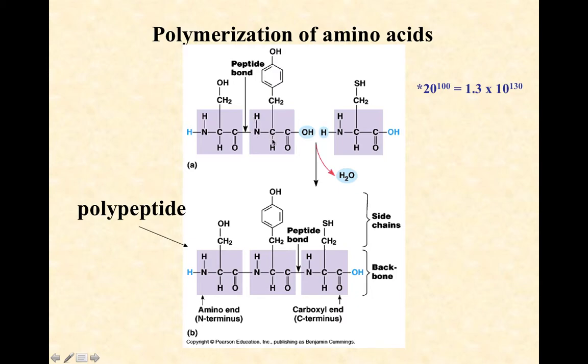There's the amino group, central carbon, hydrogen, carboxyl group. This one hasn't reacted yet, so it still has its OH intact. And here's its variable R group. It's got a methylene group, and then it's got a ring structure, a benzene ring structure with a hydroxyl group.